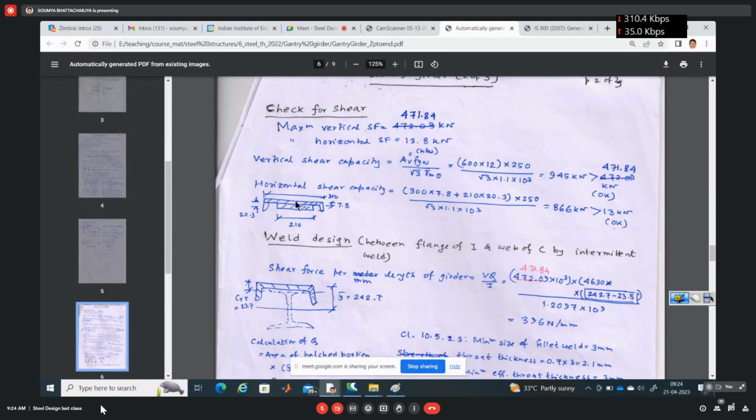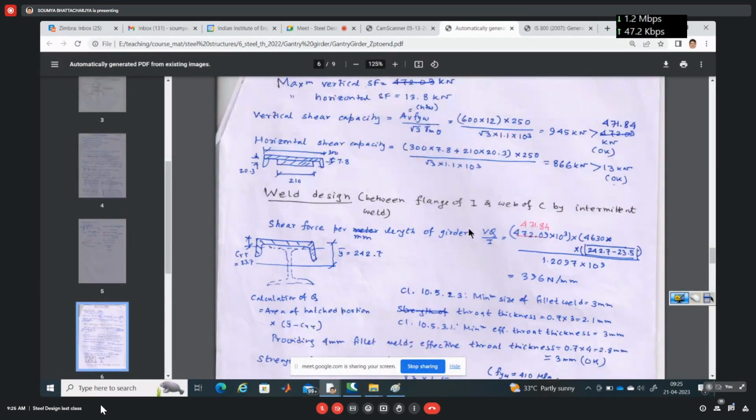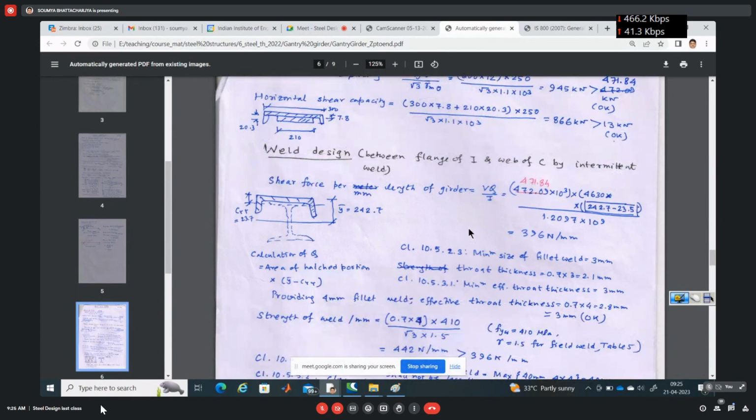So the area effective in shear is shown in hatched lines here. That area multiplied by Fy/(√3 γm0), it is also safe. Then the next part is the weld design between the flange of the I section and the web of the channel section.